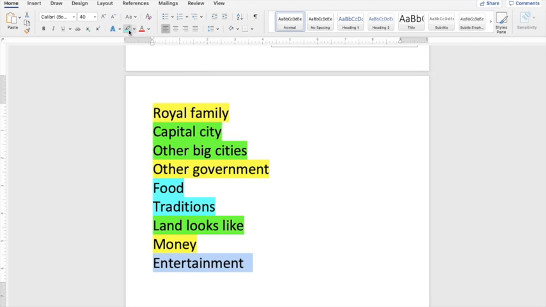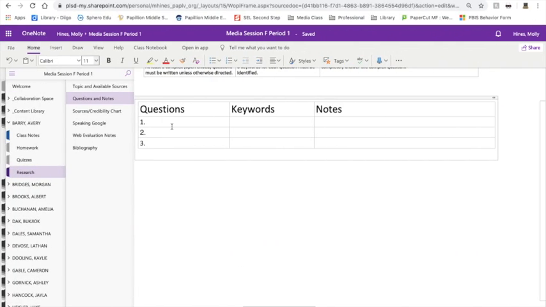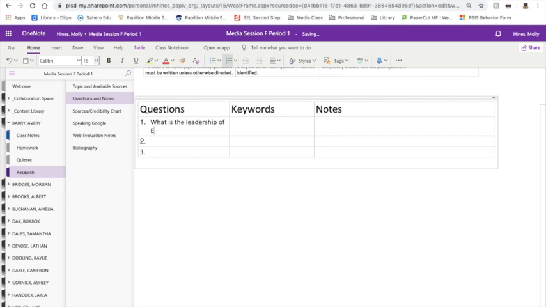Okay, so I have my colors. Now I'm going to use those color groups to help me write my questions. When I think about the royal family, other government, and money, I know it's talking about how the country is led, or the leadership of the country. So I can write my first question: what is the leadership of England like? Okay, that's a big question. There's going to be a lot of information to answer all that, so it's definitely complex.